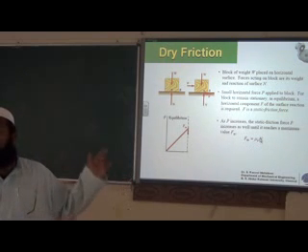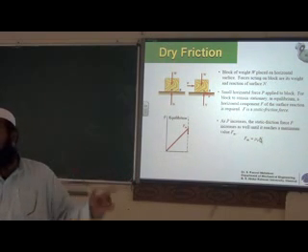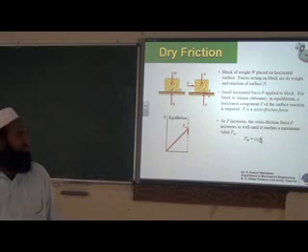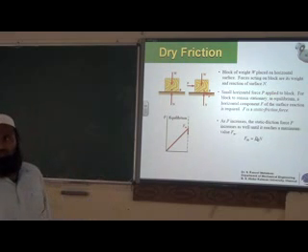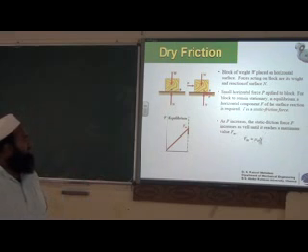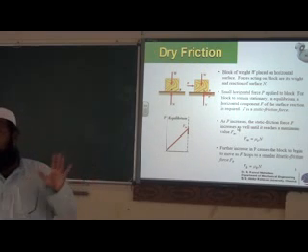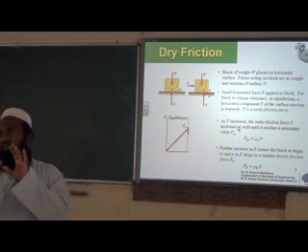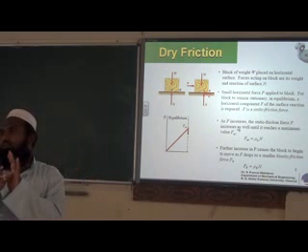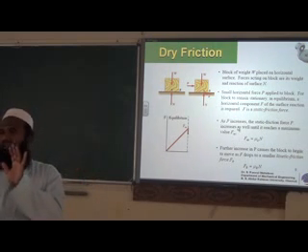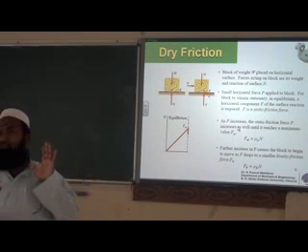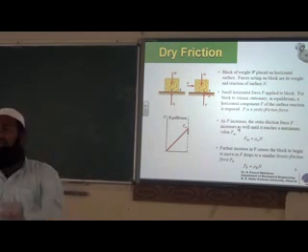This mu is called the coefficient of static friction, mu S. Mu S refers to the coefficient of static friction. So if you further increase the horizontal force, the block will move. Now the friction force becomes less. There is still a friction force, but it becomes less. It will again give some resistance, but P is more than Fm, so the block will be moving.